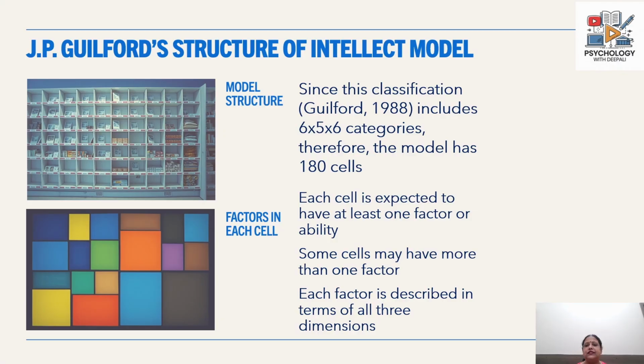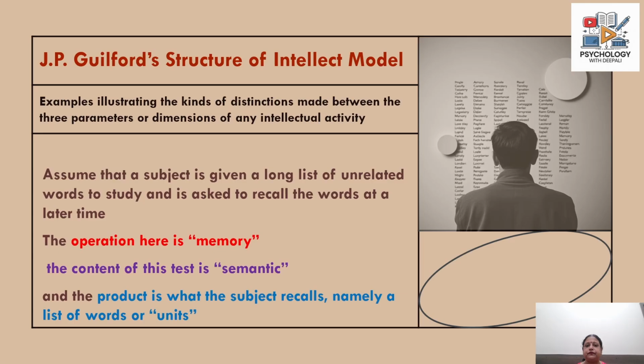So now, since this classification, which he modified many times, includes 6 into 5 into 6 categories, 6 of operations, 5 of contents, and 6 of products, the entire model, that is the structure of intellect model, has 180 cells. Each cell is expected to have at least one factor or one ability. It may have more than one factor or ability also. And each factor is described in terms of all the three dimensions.